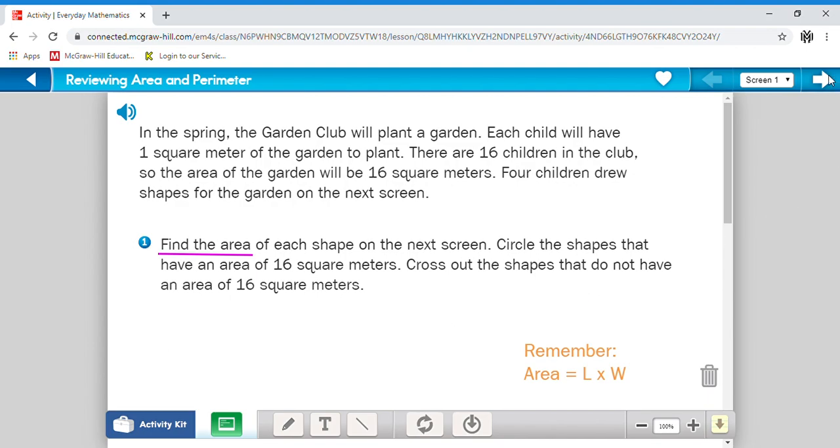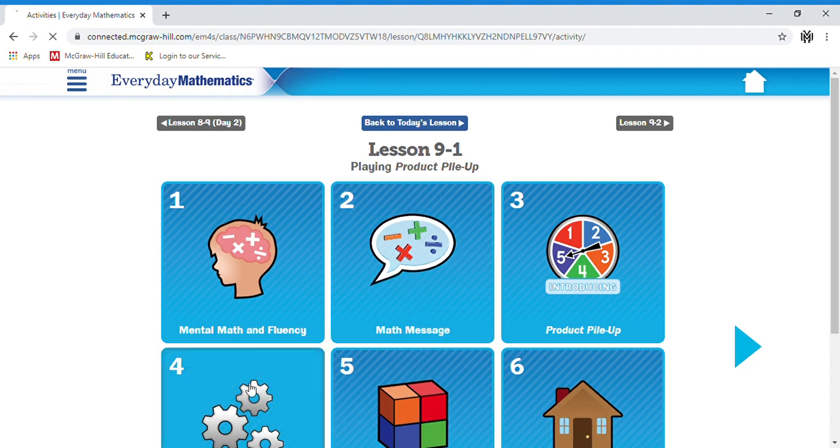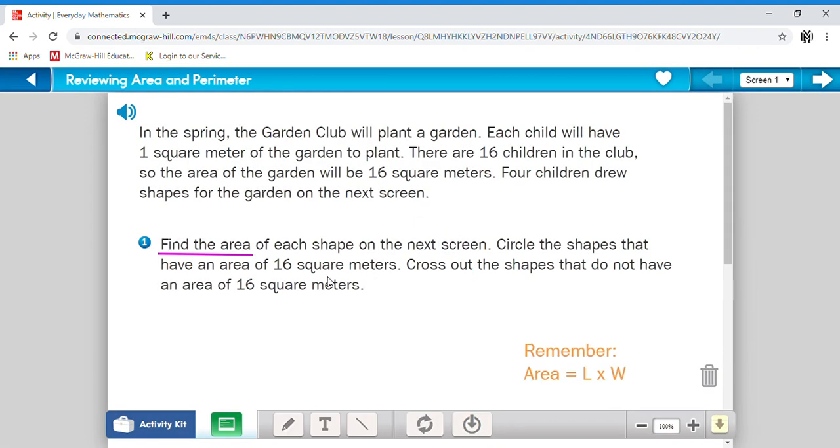So we would go to the next screen, and similar to what we did with the math message where we put all of our products down, you're going to look and you're going to multiply your side lengths to find the area. And remember from before, you want to cross out the shapes that do not have an area of 16. So that's an activity you can do.